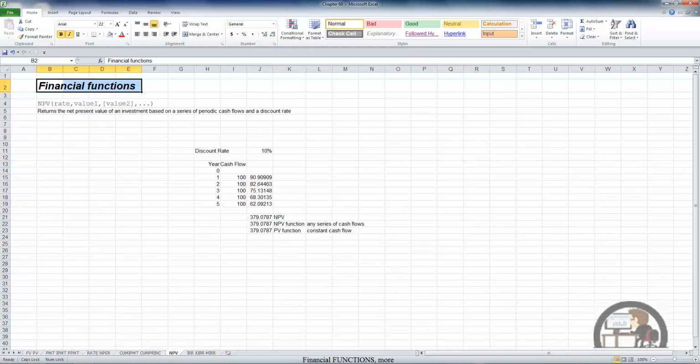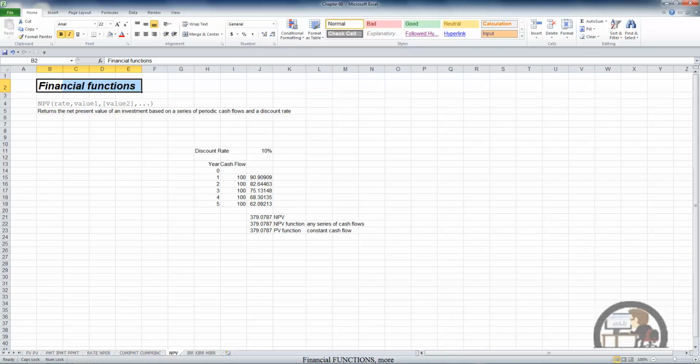The next function we're going to talk about is the NPV, the net present value function. The net present value, before we get to the function, let's talk about what the net present value is. We've actually already touched on this concept using the present value function. The present value function is really the net present value of an even stream of cash flows, which is what I have in my schedule.